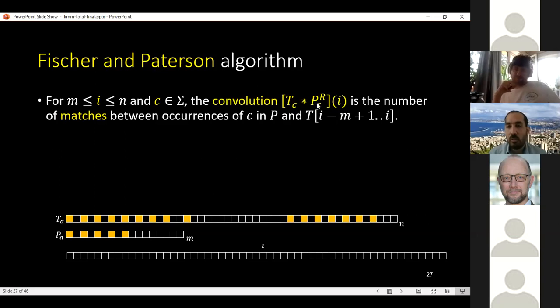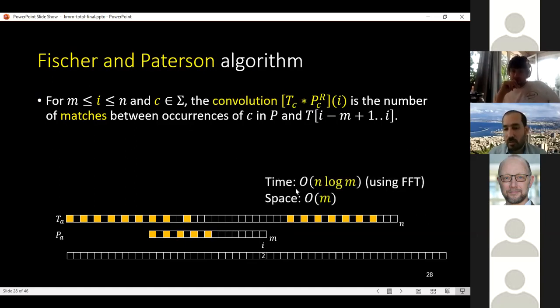convolution of t_a with p reverse a, the reverse version of the pattern, then it turns out that the value of the convolution at every position i is the number of matches between the text and the pattern in the character a, when we shift the pattern such that the pattern will end at position i of the text. So for example, here we have 2 matches, and the result of the convolution at this position i will be exactly 2. And the time needed to compute it by FFT is, as we said, n log m, and we need order of m space for making this computation.